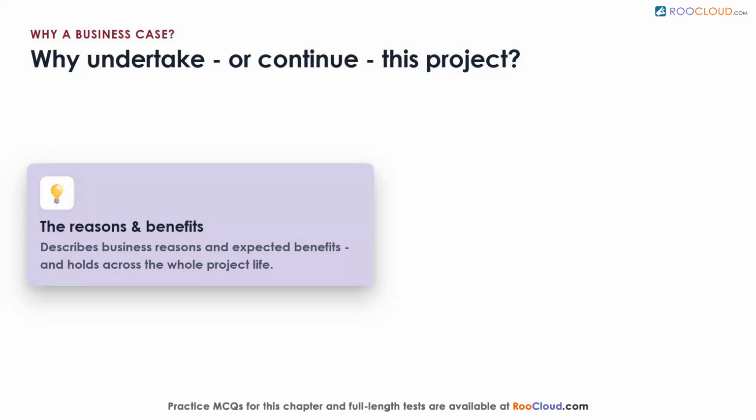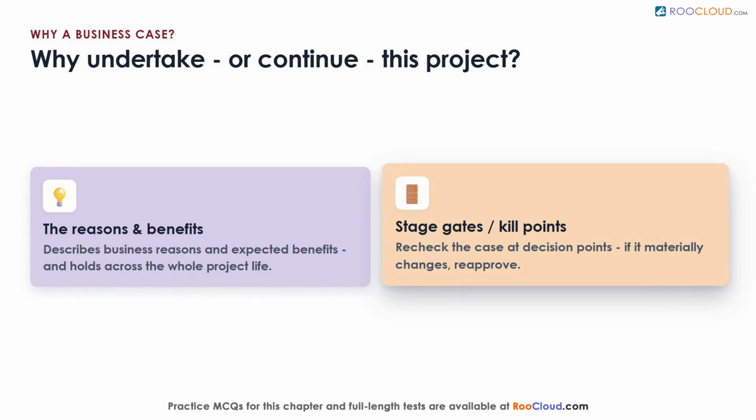Here's the key idea. The business case is not a one-time formality. Good projects build in decision points along the way. People often label these stage gates or kill points. At each one, you recheck whether the case still holds. If it no longer makes sense, sponsors should pause and reconsider. And if the case materially changes, the project gets reapproved.